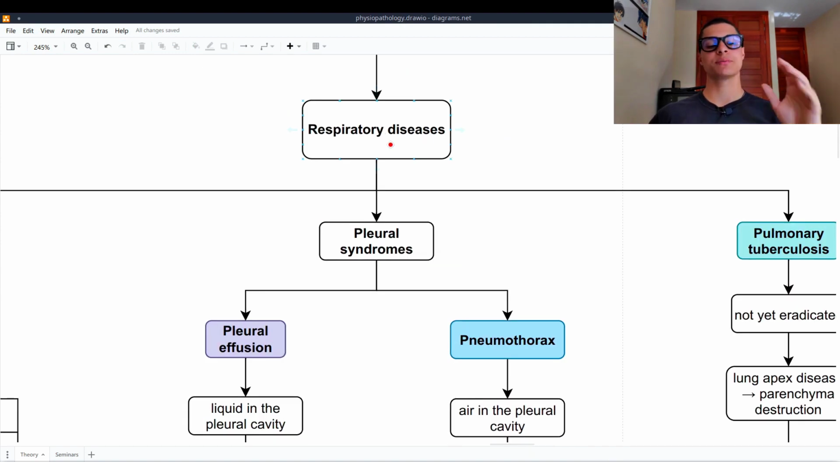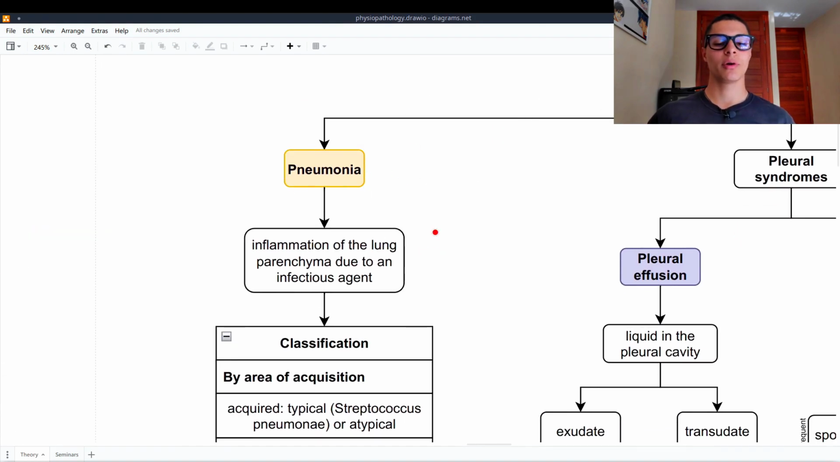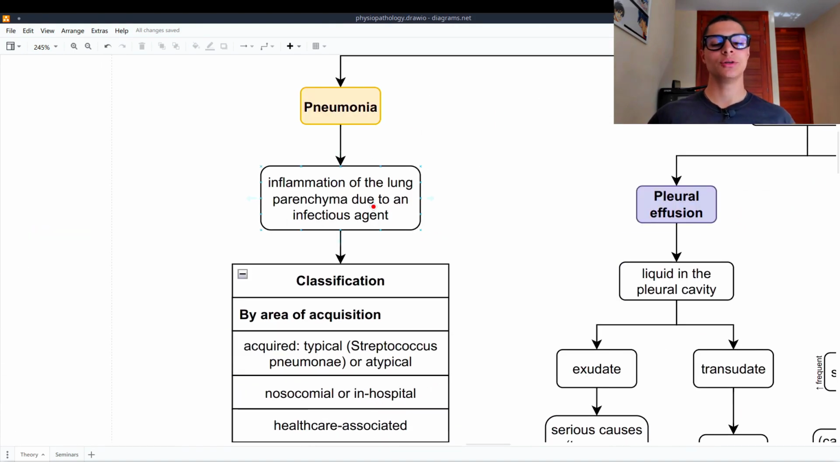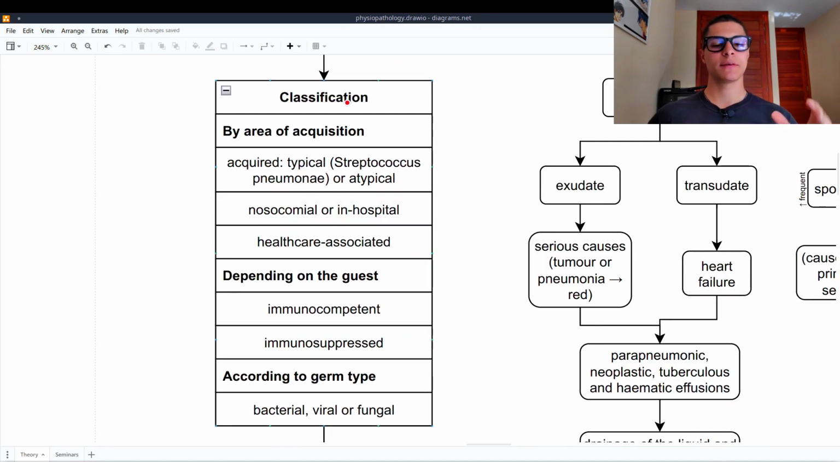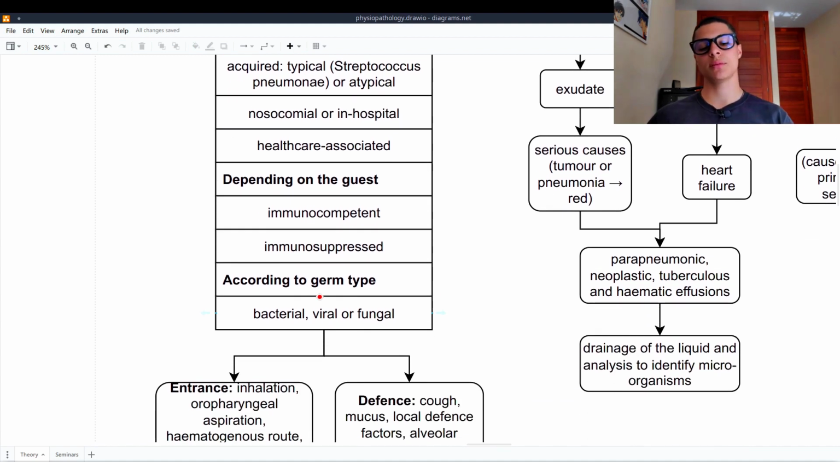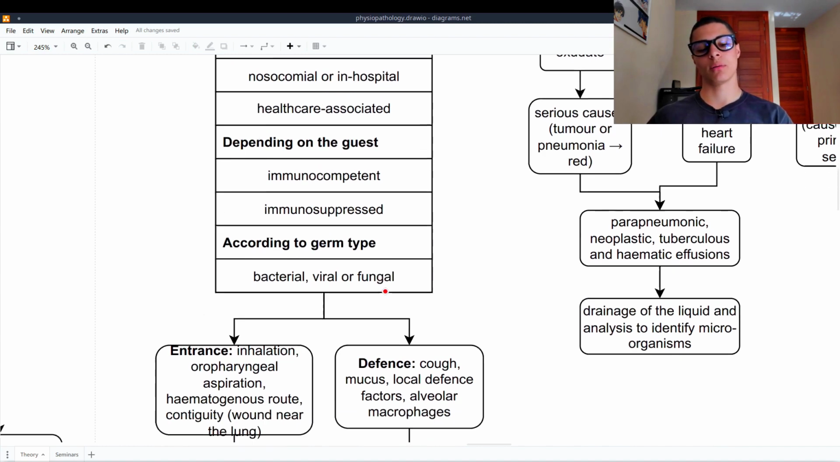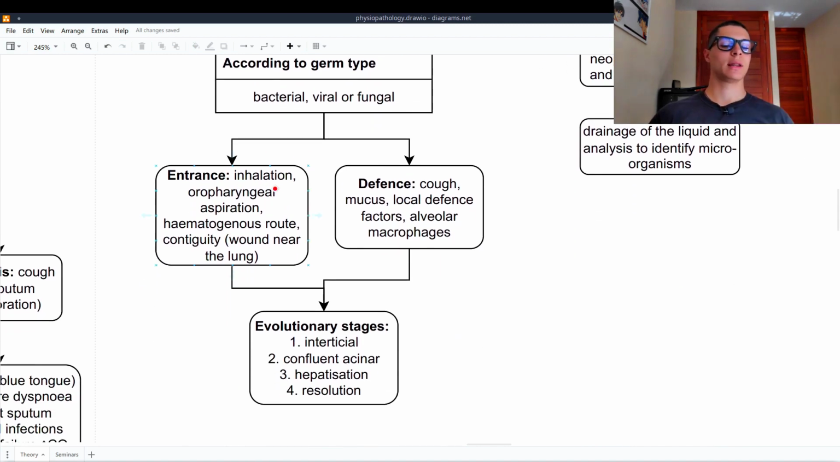So now let's take a look at respiratory diseases. We have the pneumonia, which is the inflammation of the lung parenchyma due to an infectious agent. Classification by area of acquisition can be community acquired, typical via the Streptococcus pneumoniae, or atypical, nosocomial or in hospital, or healthcare associated. Depending on the host, can be immunocompetent or immunosuppressed, and according to the germ type, bacterial, viral, or fungal. The entrance is via inhalation, oropharyngeal aspiration, hematogenous route, contiguity, a wound near the lung, whatever.